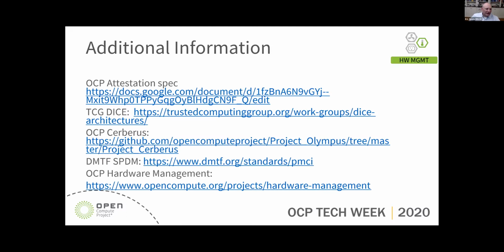If you'd like to have some additional information, I put some basic specs here. There's the attestation spec, which is from the OCP security group. The DICE infrastructure from TCG has a number of good papers out there right now. And then also the contribution from Microsoft, and DMTF has a number of very good specifications, webinars, and talks. If you go on the web, you can find it.